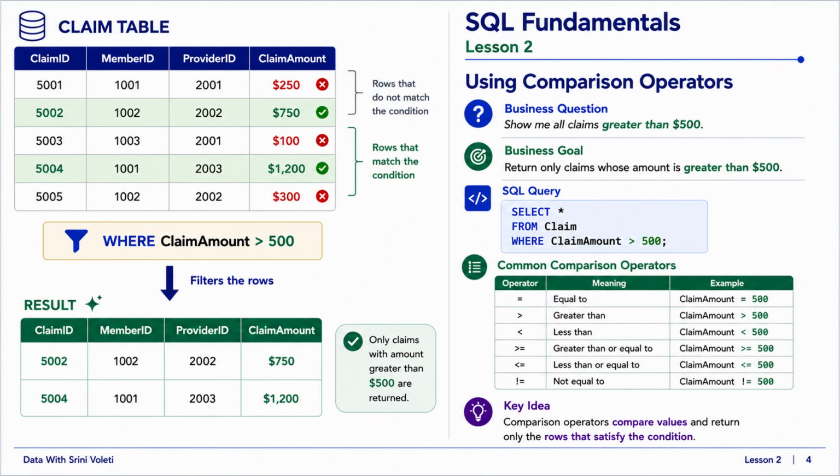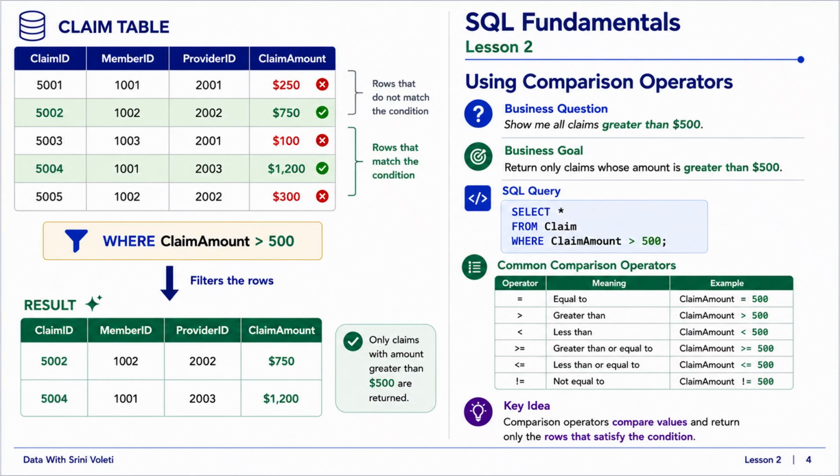Let's look at the claim table. Our condition is straightforward. Claim amount is greater than $500. Now let us evaluate each claim together. The first claim has an amount of 250. Is 250 greater than 500? No. SQL skips that row. The second claim is 750. Since 750 is greater than 500, SQL includes that result. The third claim is $100, which does not satisfy the condition, so SQL skips it as well.